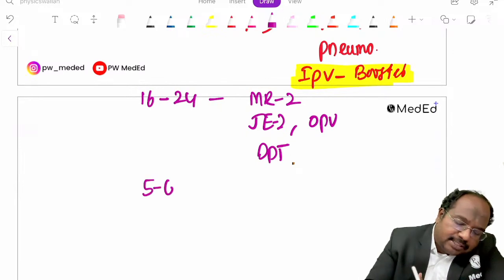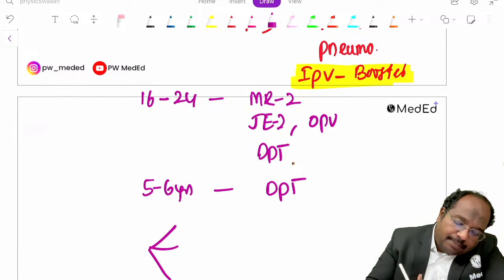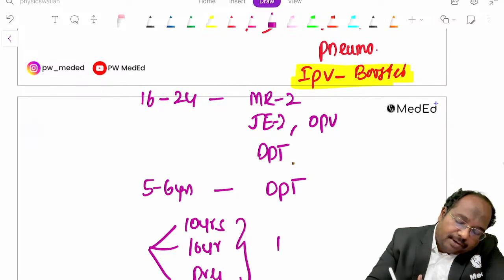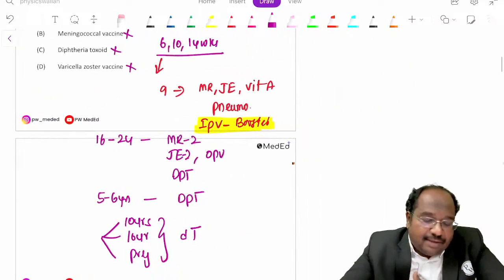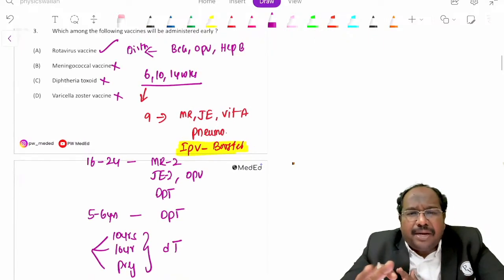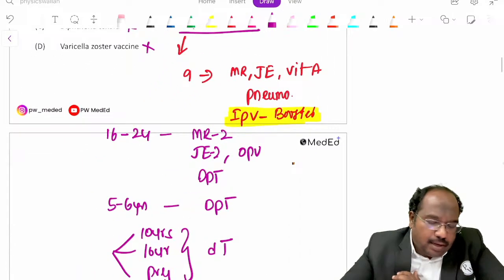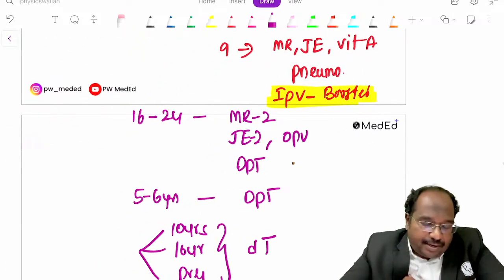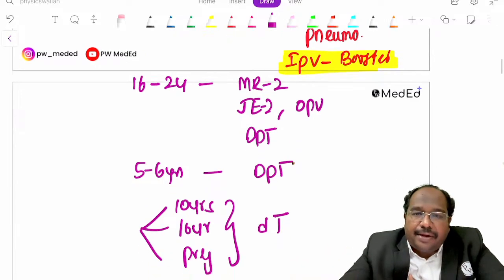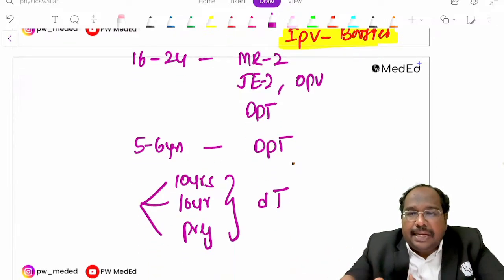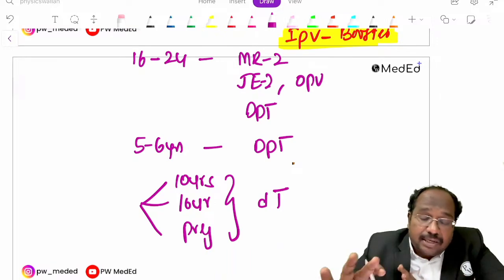At 5 to 6 years we give DPT. This is also asked multiple times. Then 10 years, 16 years, pregnancy, at this time we'll give DT, diphtheria and tetanus. These are the vaccines, guys. I'm just brushing it up, for your quick knowledge. So 16 to 24 months, these are the vaccines. 5 to 6 years DPT, and this is DT. These are the vaccines we give in the national immunization schedule.